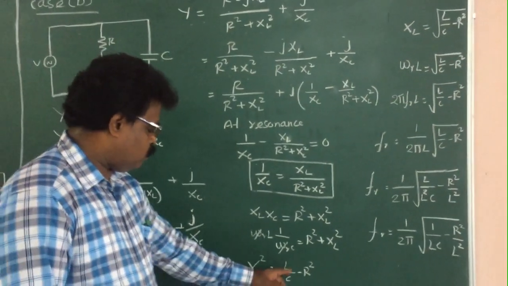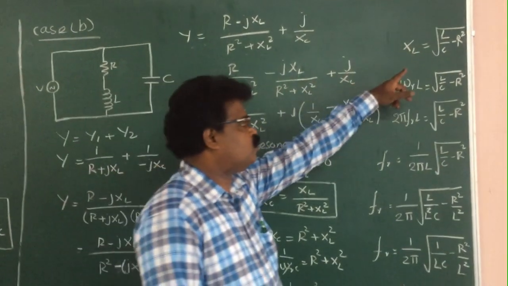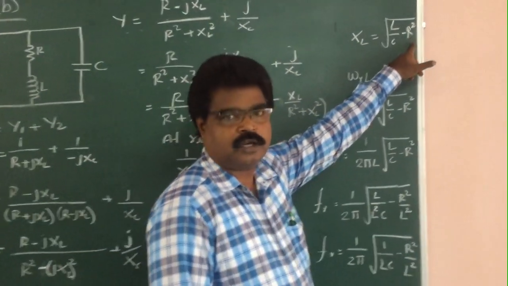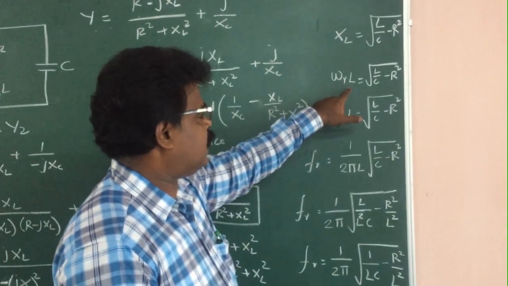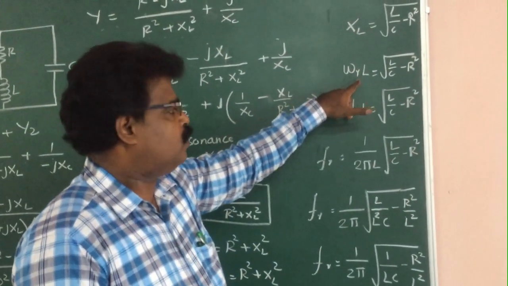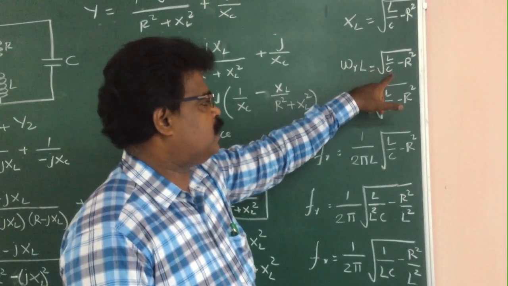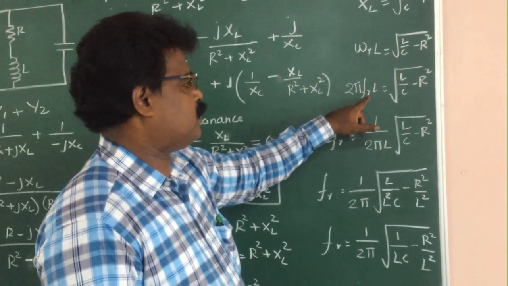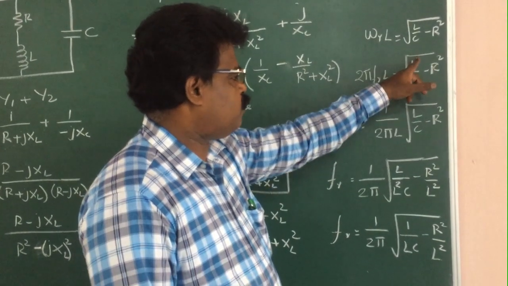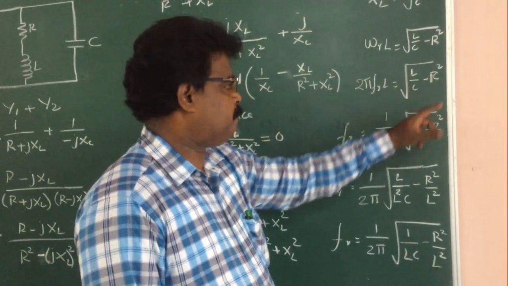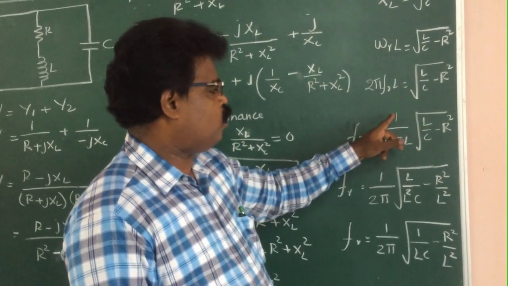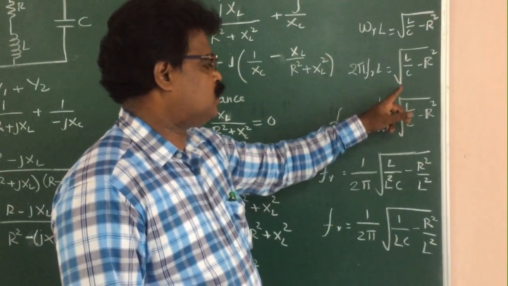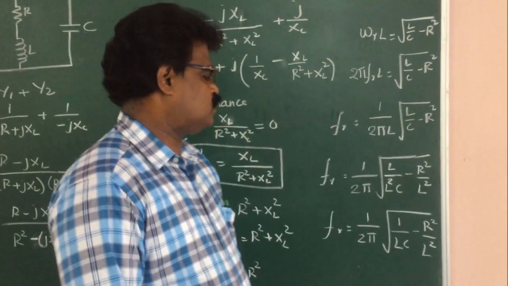Take the root on both sides. So XL is equal to root of L by C minus R square. XL is omega R L, so omega R L is equal to root of L by C minus R square. What is omega R? It is 2 pi FR. So 2 pi FR L is equal to root of L by C minus R square. From this, FR is equal to 1 by 2 pi L into root of L by C minus R square.